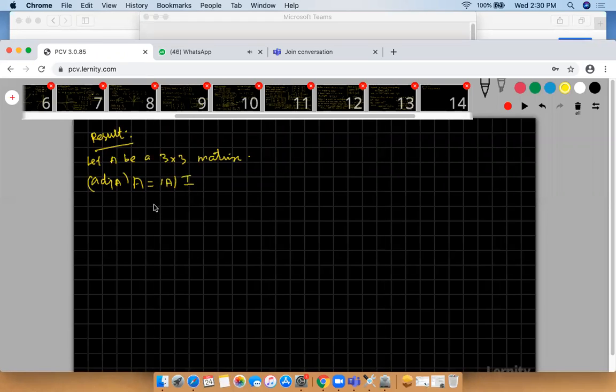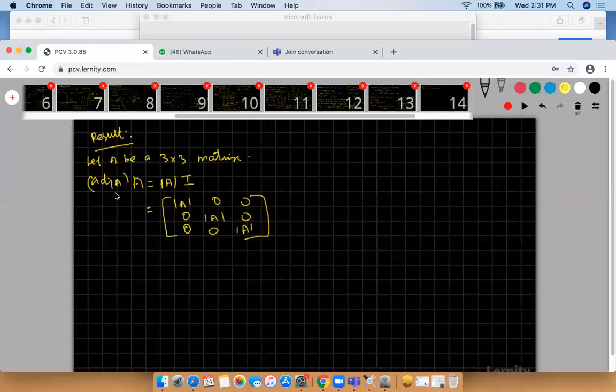Since A is 3 cross 3, this I is also 3 cross 3. So therefore, multiply this I by determinant of A. I is a diagonal matrix 1, 1, 1. So therefore, determinant of A 0 0, 0 determinant of A 0, 0 0 determinant of A. Are you okay? So identity matrix means diagonal having 1, multiplied by this determinant of A.